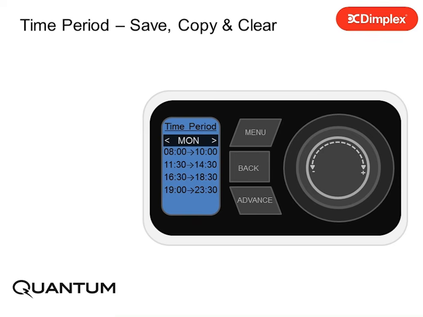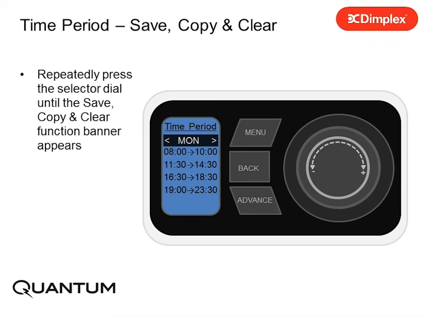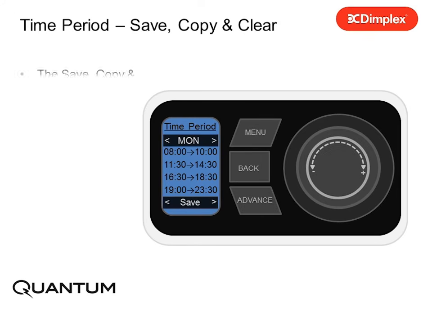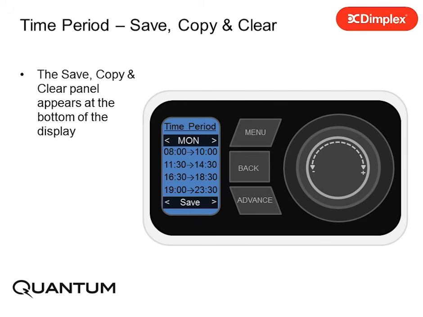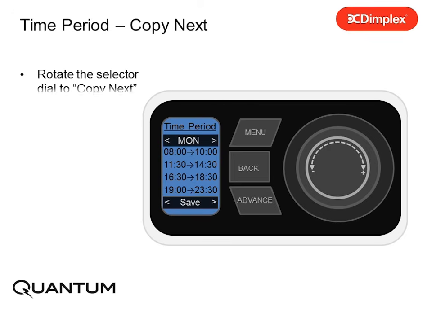Copy next. Repeatedly press the selector dial until the Save, Copy and Clear function banner appears. The Save, Copy or Clear panel appears at the bottom of the display. Rotate the selector dial to Copy Next.